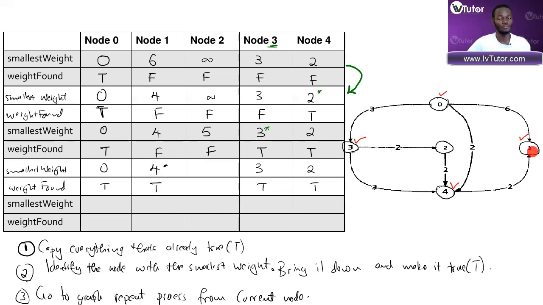Now, where can I go from 1? In this case, nowhere. There's no node branching from 1 where I can go to because these ones are all in reverse. So I cannot go to 0 from 1. I cannot go to 4 from 1. I can only go from 4 to 1. So I am done with 1. So when you're done, what do you do? You copy everything that's true. You copy everything that's left. So now I'm going to copy this node that's left.